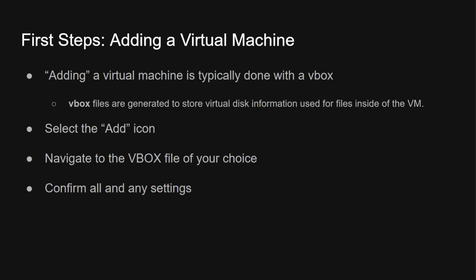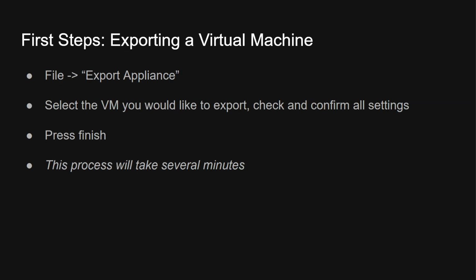And then after this, we also have adding a virtual machine, which is not to be confused with importing. The main difference is that this is done with a VBox file. So in the same way that you'd import something, there's an add icon, and then you're going to locate your VBox file somewhere on your development PC. And then, like anything else, confirm all settings to make sure everything looks good. And then we also want to be able to know how to export a virtual machine. This is pretty much the inverse process of importing. So assuming you have an OVA already on there, you're going to select it, make sure all the settings are good, press finish, and then this will also take about 5 to 7 minutes.